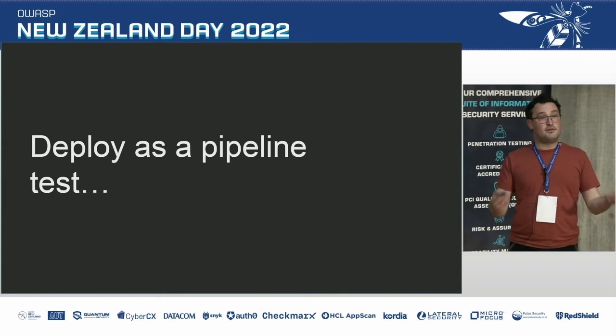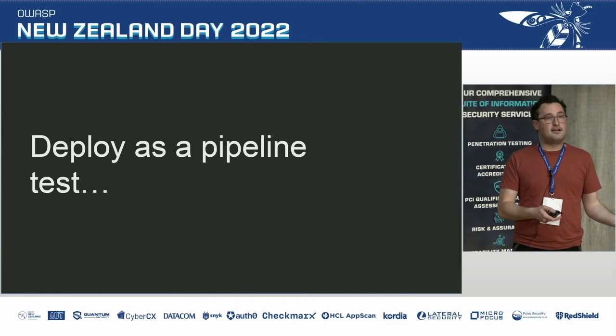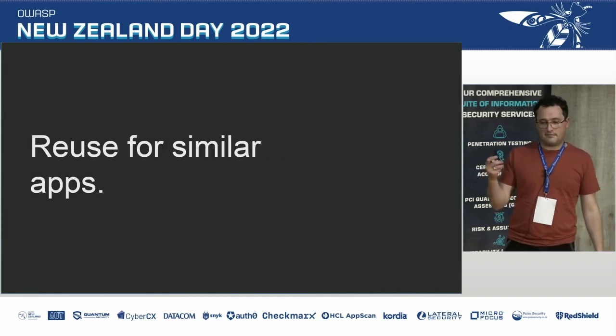Once we've got this rule, deploy it in our pipeline. We've got a CI/CD pipeline, hopefully. Deploy this as a test, so that if someone reintroduces it, it comes back and warns us.